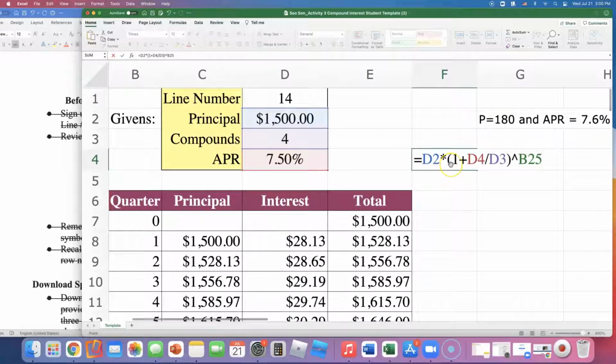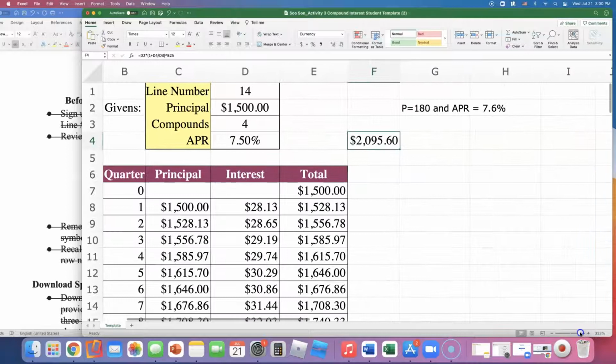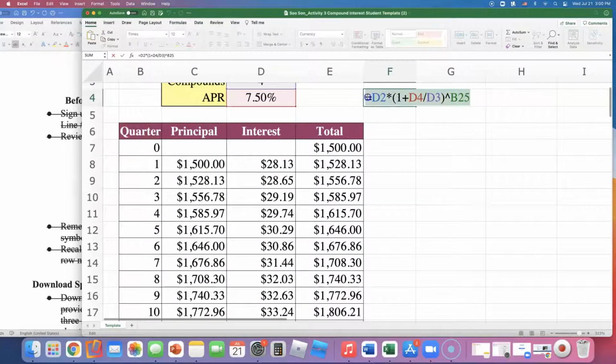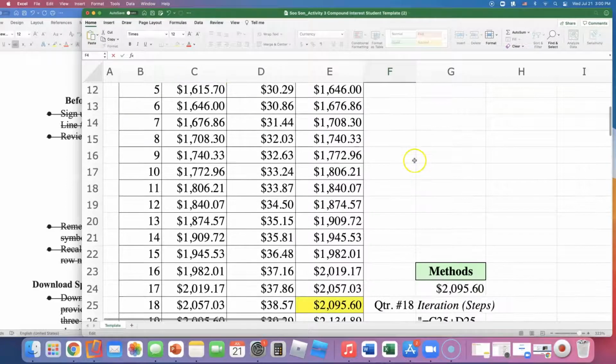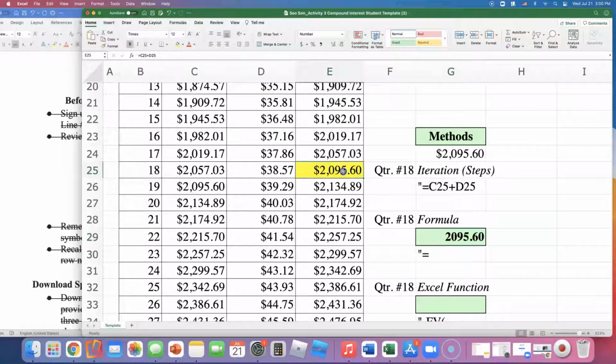If I hit enter, I will get a number. It's going to be $2,095.60, and this number should match what I highlighted in yellow. Let me copy this down somewhere closer. The formula method, if I do it this way, should match that yellow highlighted number. And it does. So we did it right.